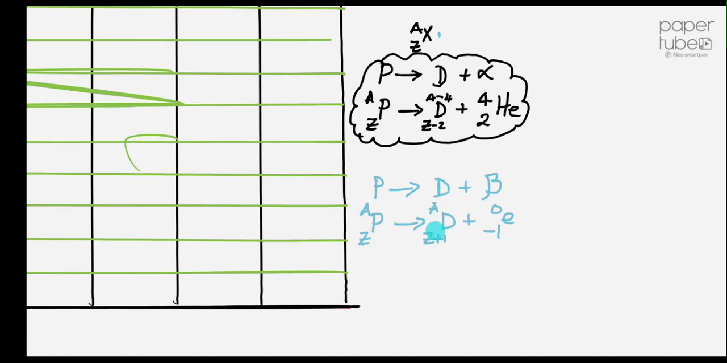Let's have a look at the numbers. Z plus 1, follow the blue dot. Z plus 1, take away 1, gives you Z. A plus 0 gives you A. And that is your beta decay. Now, you need to know that. You have to learn that. I can't change that for you.